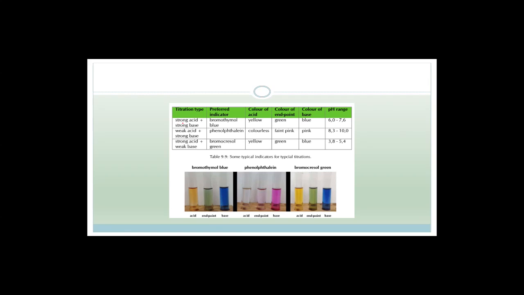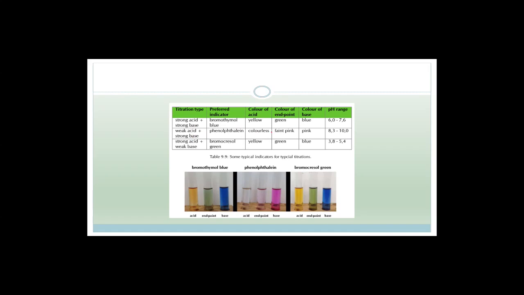Okay, so if you've got a strong acid and a strong base, the type of indicator you should use is bromothymol blue. Now this is not what you need to know. This is what you need to know: the pH range and the indicators and the colors. The nice thing about this is you don't actually have to learn it, because they will give you a table like this. Unfortunately, it won't be pretty with all the colors. But they will give you a table with the pH range, and then they might say to you, if we've got a strong acid and a strong base, which one are you going to use?